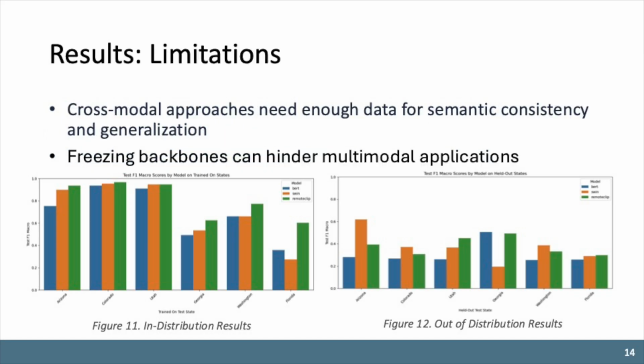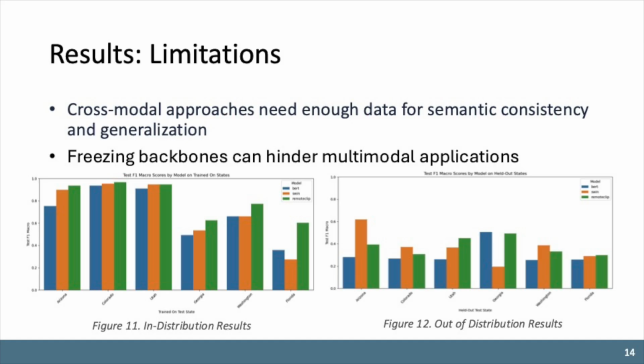As for our out-of-distribution results, we do realize some limitations. We find that RemoteCLIP is always better than at least one of the single modal approaches, but it's rarely better than both single modal approaches except for Utah. The reason for this is cross-modal approaches might need more data for semantic generalization. Furthermore, when we freeze the backbone, we sort of hinder the multimodal training for how much understanding it can have of the data.